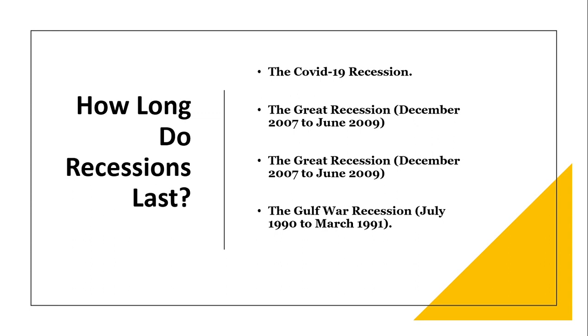NBER tracks the average length of US recessions, and according to data from 1945 to 2009, the average recession lasted 11 months. This is an improvement over the earlier years. From 1855 to 1919, the average recession lasted 21.6 months. Over the past 30 years, the US has gone through 4 recessions.